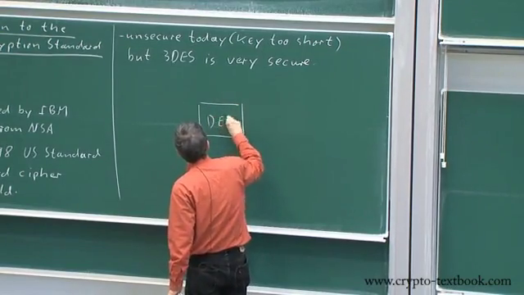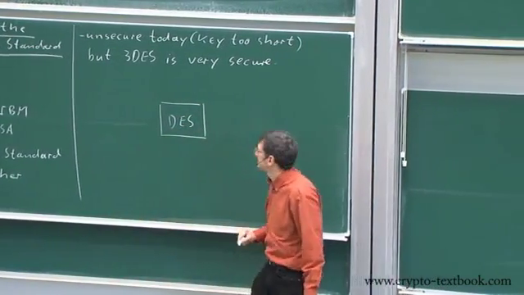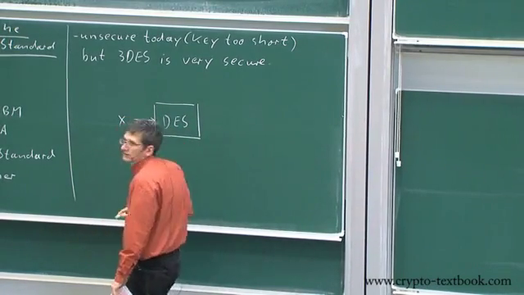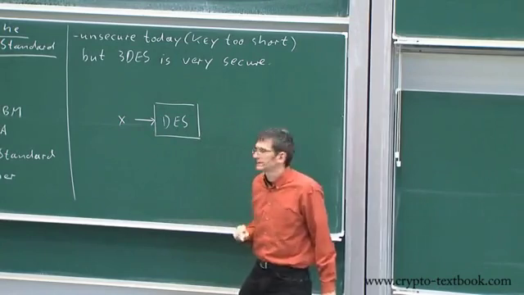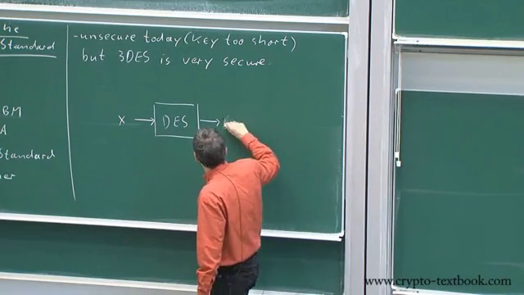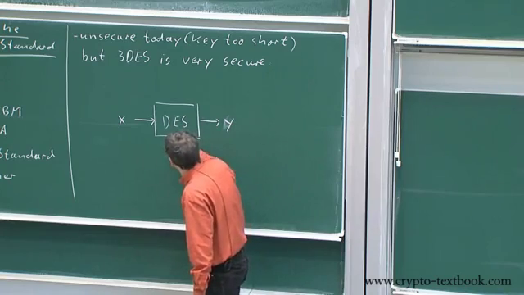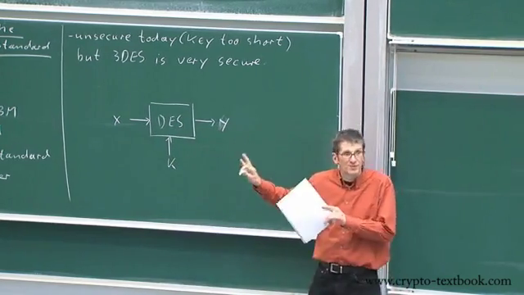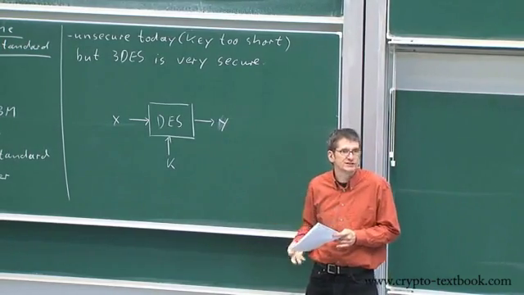You have your encryption function here, DES. You go in with your plain text, you get your ciphertext out, and there's a key, right? This is the Alice and Bob setting, right? You need an encryption function, okay?